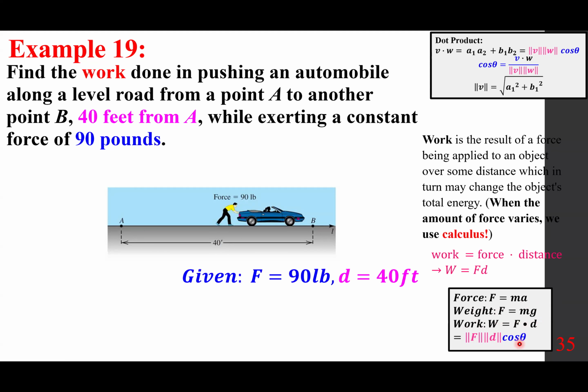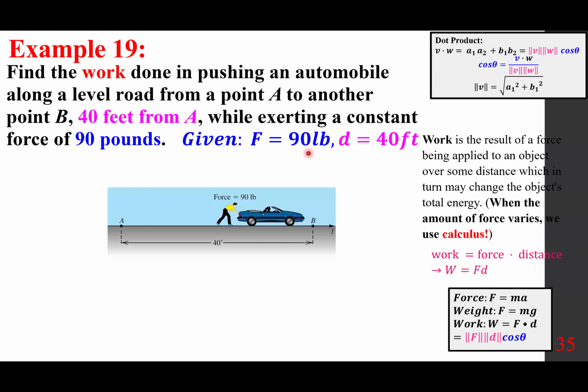So in this case, given F is 90 pounds, D is 40 feet, and we are going in the same direction. In other words, theta is 0. So W is simply F times D, 90 times 40, which makes it 3,600. The units: foot-pound. So 3,600 foot-pounds.